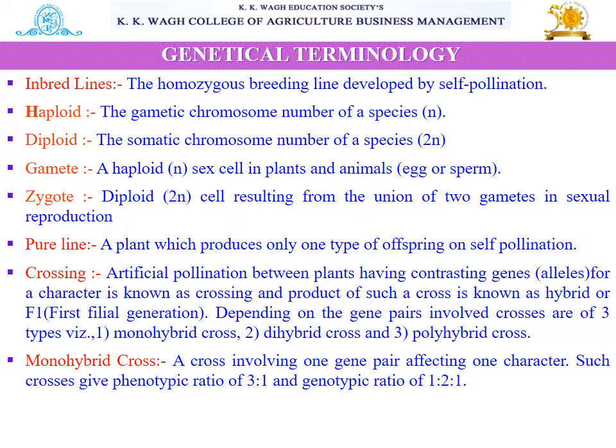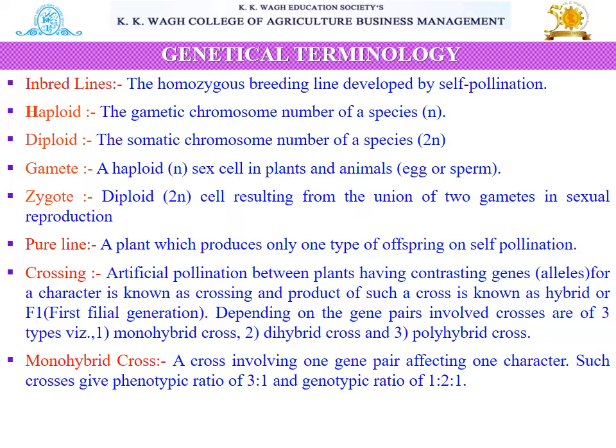Then pure line. What is meant by pure line? A plant which produces only one type of offspring or progeny from self-pollination is known as pure line. Then crossing. Artificial pollination between plants having contrasting genes or alleles for a character is known as crossing. And the progeny obtained from such crosses is known as a hybrid or F1 generation. And from these progeny or hybrid, there are three crosses involved. In that, first one is monohybrid cross, second is dihybrid cross, and third is the polyhybrid cross.